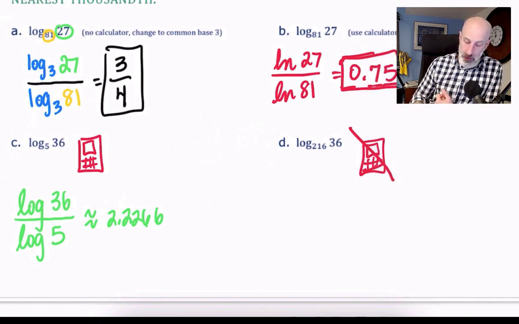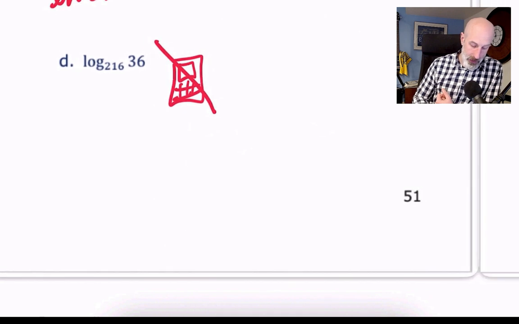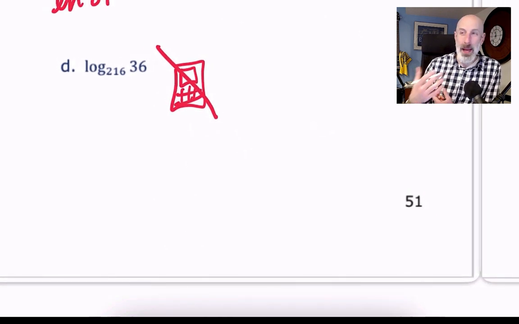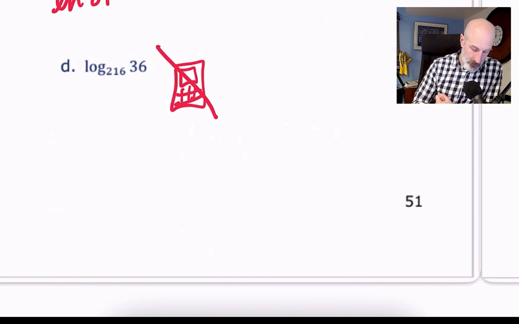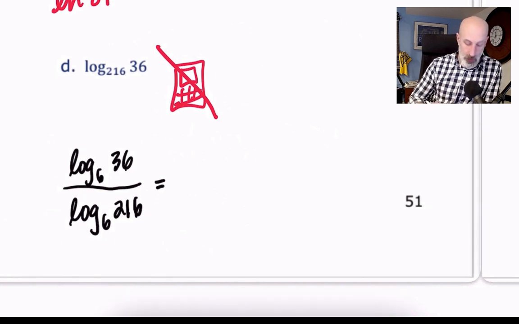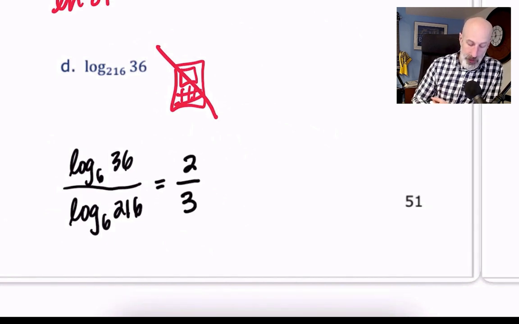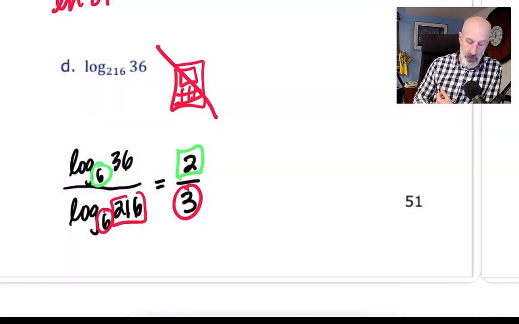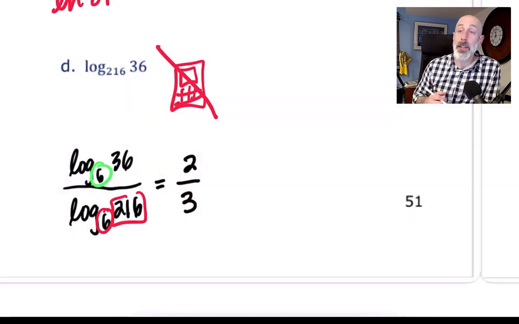And I'll get rid of the calculator because example D, I can rewrite with that base 6 that we talked about. So I'm going to say log base 6 of 36, log base 6 of 216, and on the top, we're going to get a 2. On the bottom, we're going to get a 3, right? 6 squared is 36, and 6 cubed is 216. So 2/3 is going to be my answer.